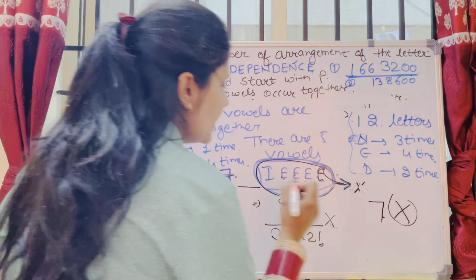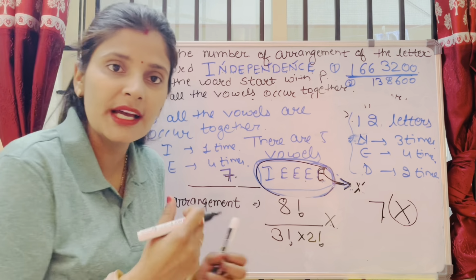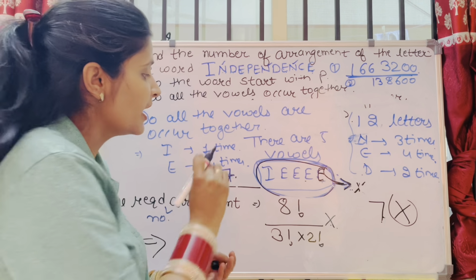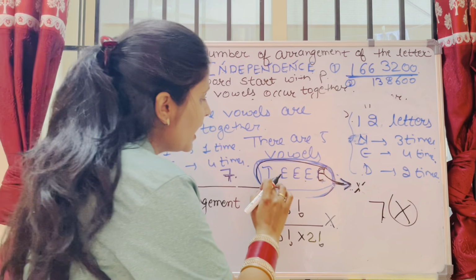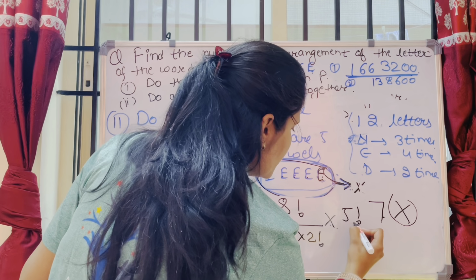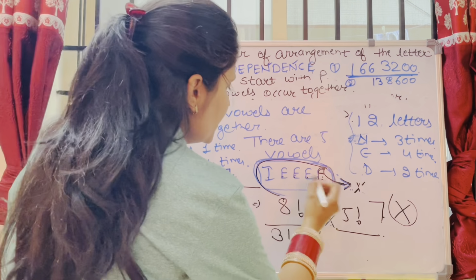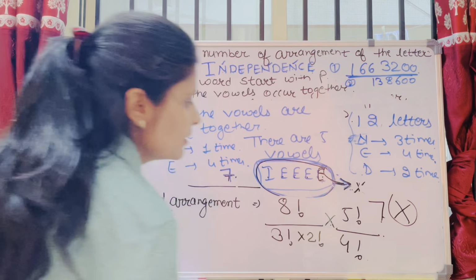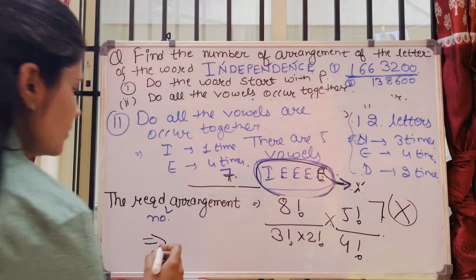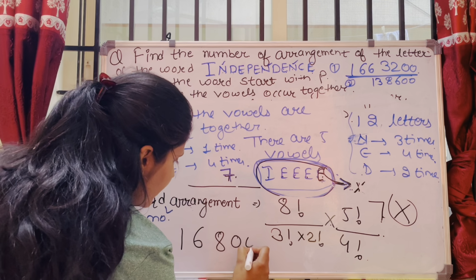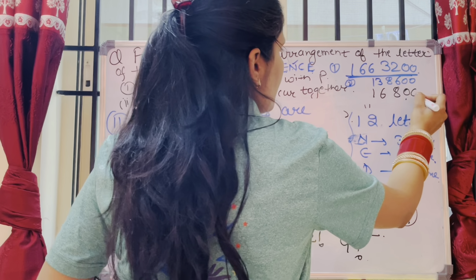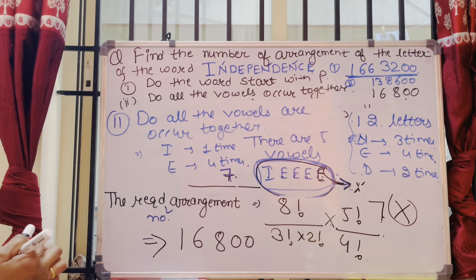But we can also multiply like this. Now the vowels can also be arranged. They can be arranged, right? I may come in the first position, E may come in the first position, I may be coming in the middle, right? So they will also be arranged. So how can they arrange? 5 factorial, out of which 4 E's are repeated, so 4 factorial. Right? You can calculate this. I will only write the answer: 16,800 when all vowels occur together. Right?